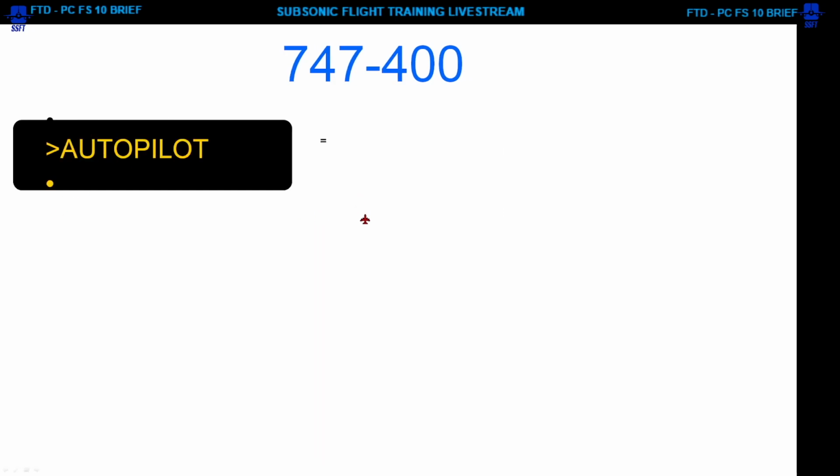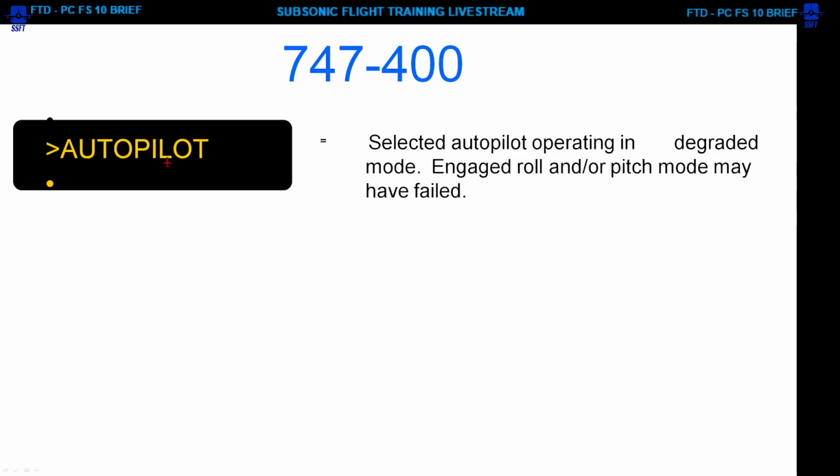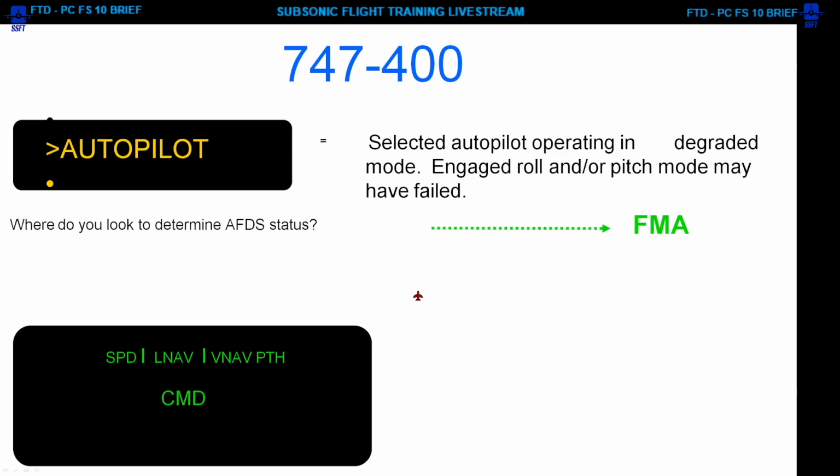The first place you should look when you have one of these is your FMAs, because the autopilot degraded message again means the selected autopilot's operating in a degraded mode. Now it could mean the engaged roll and or pitch mode may have failed. So where do you look to determine the AFDS status, the autopilot flight director's status? You look at the FMA. So when you get a message like this, the first place you look is your flight mode enunciations, because that could be the problem. Not necessarily, but it could be the problem.